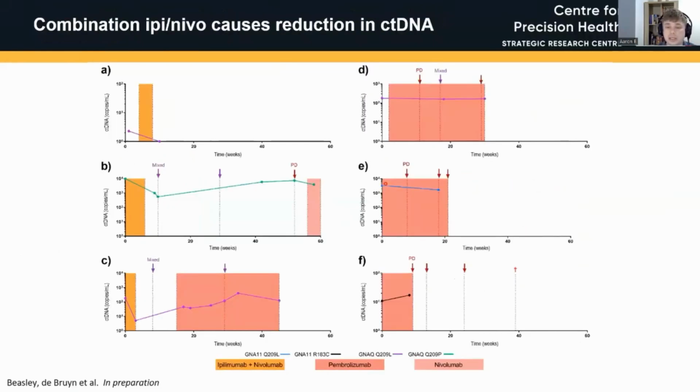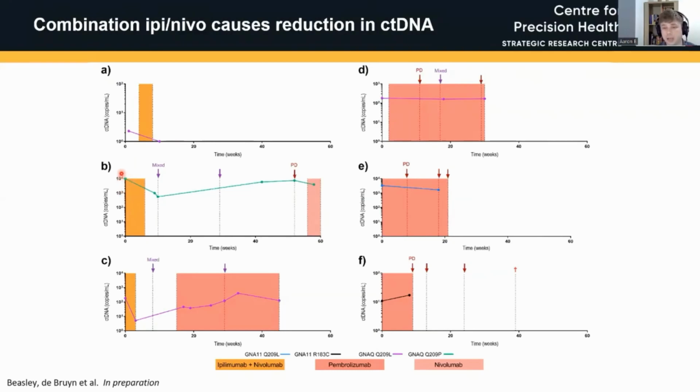Lastly, we wanted to assess, in a small number of patients, those undergoing combination ipi-nivo or anti-PD-1. So combination ipi-nivo on the left, anti-PD-1 on the right. What you can see is that in the patients undergoing combination ipi-nivo, we see a 1 to 2 log reduction in levels. So again, ctDNA is highly correlated with disease burden.